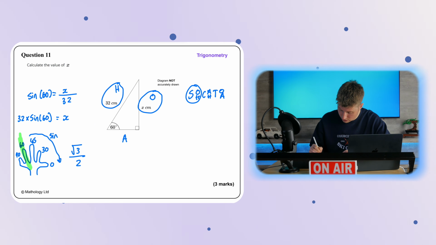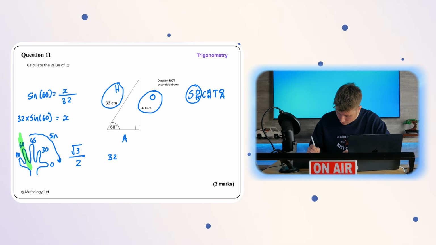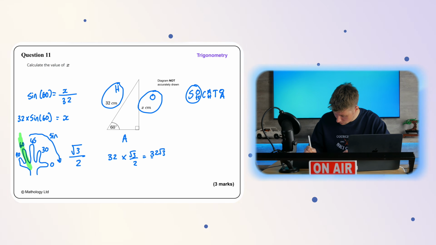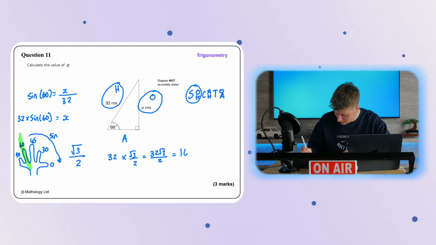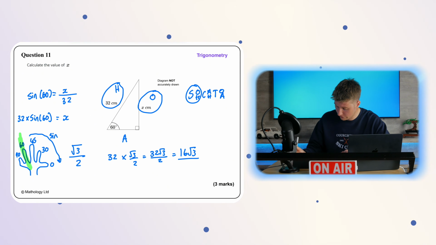So we can do 32 multiplied by root 3 over 2, which is equal to 32 root 3 over 2, which is equal to 16 root 3. So that is the final answer.